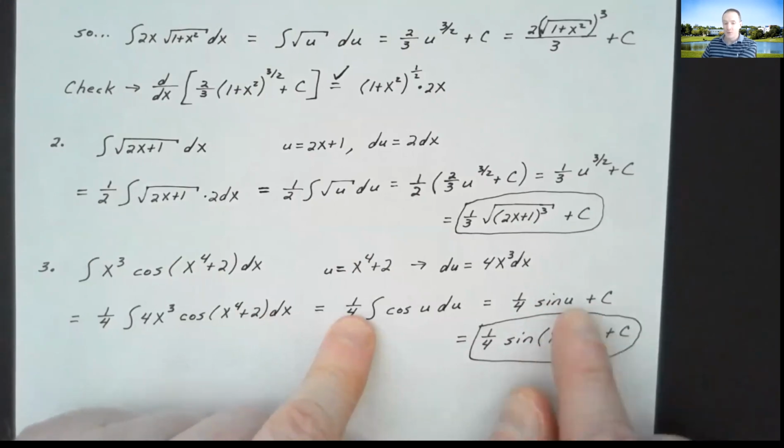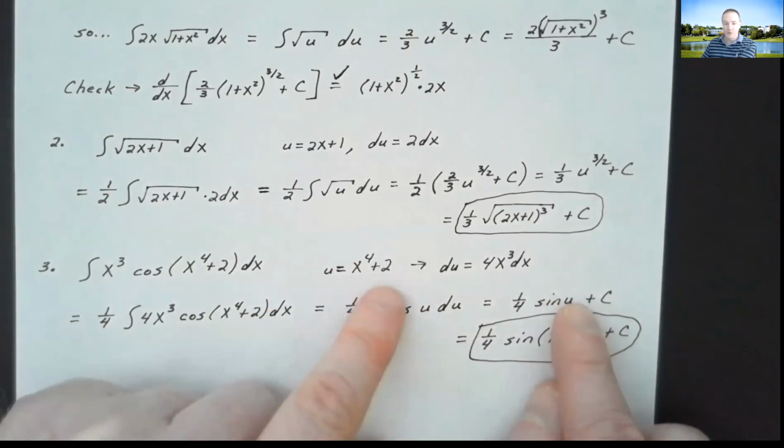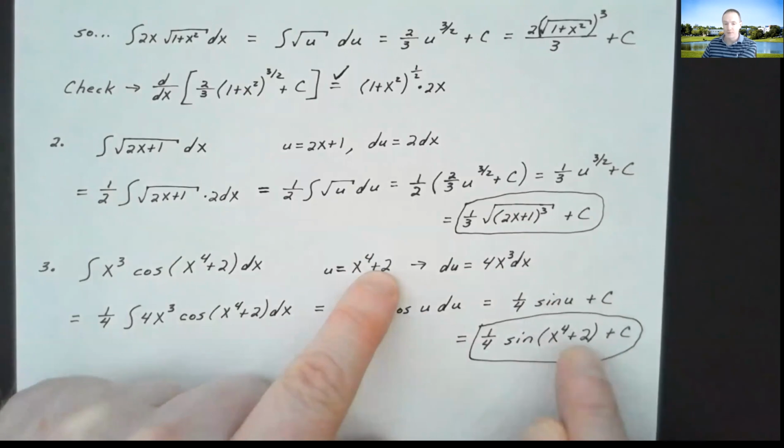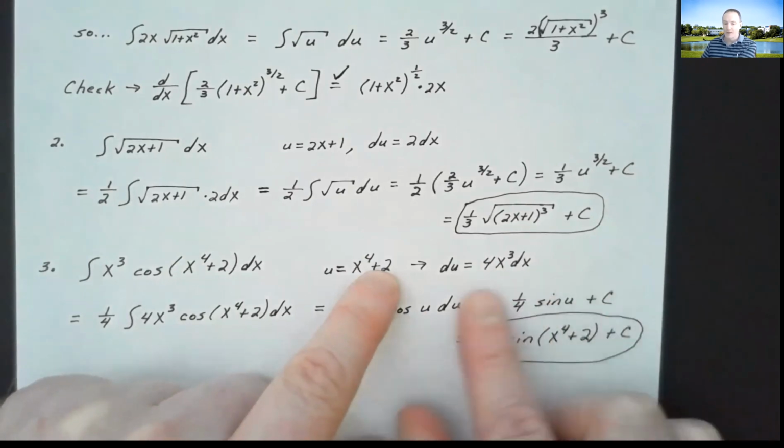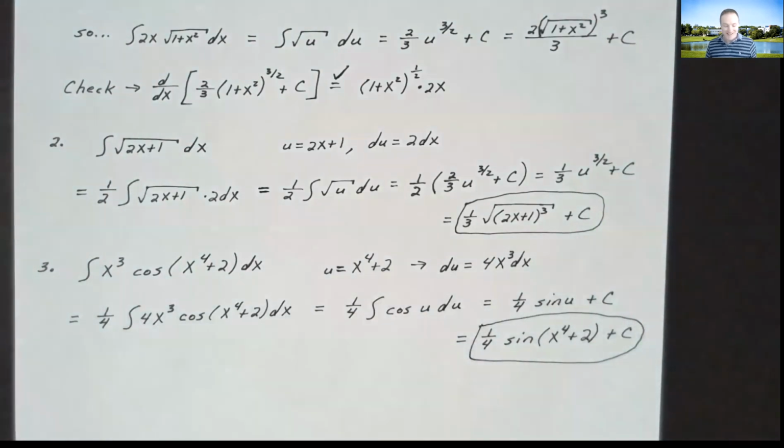And then when we say, well, okay, now what about the angle u? Well, I can see that the angle u is just representing x to the 4th plus 2. You'll always want to put it back in terms of the original variable of the problem. So I get 1/4 sine of x to the 4th plus 2 plus your constant of integration there.